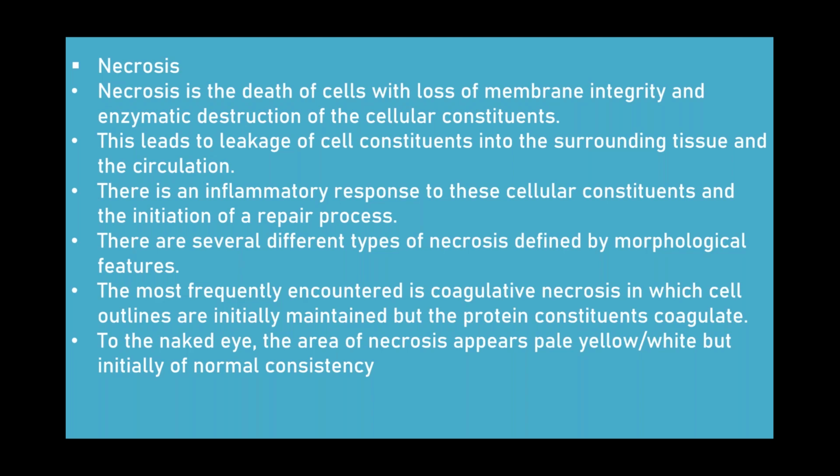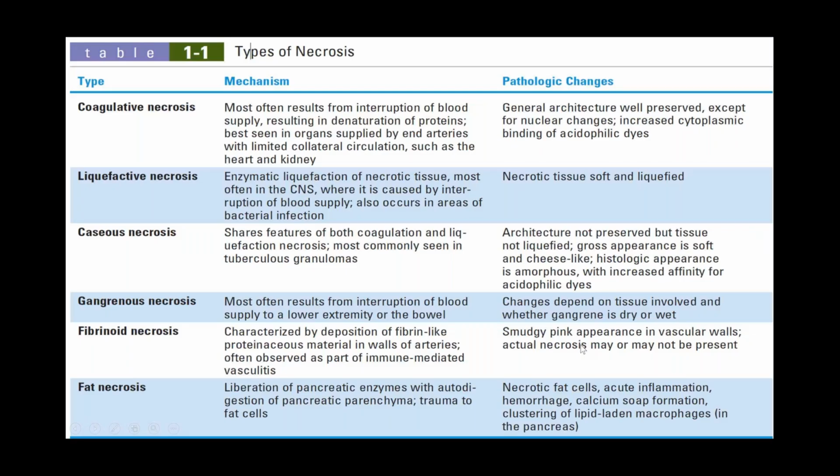First, the definition of necrosis. Necrosis is the death of a cell with loss of membrane integrity and enzymatic destruction of the cellular constituents. So the simple definition is the loss of membrane integrity. This leads to leakage of cell constituents into the surrounding tissues and the circulation. So here there is an inflammatory response. This is the difference between necrosis and apoptosis. Here there is an inflammatory response to the cellular constituents and initiation of a repair process. There are many different types of necrosis, and here we'll discuss them.